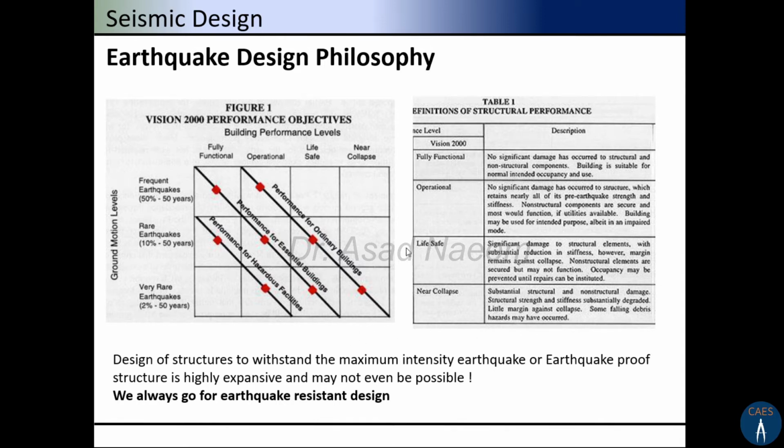So these are the different performance levels in which we see a building after an earthquake. It can be fully functional, where the earthquake was not that strong and the building is well designed, so it is fully functional even after a predicted earthquake. Or operational, where no significant damage has occurred, and then there are life safety and near collapse prevention. We use these different performance levels of building structures to design our buildings against seismic or earthquake forces.